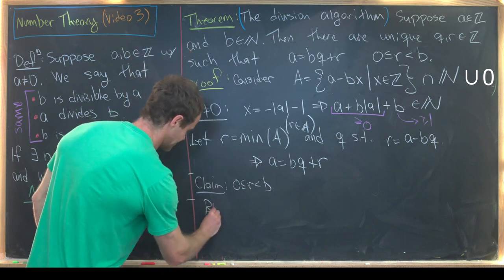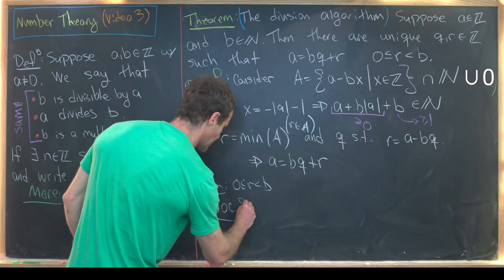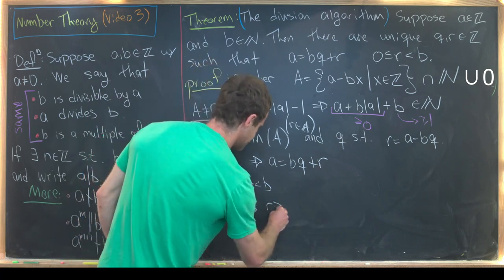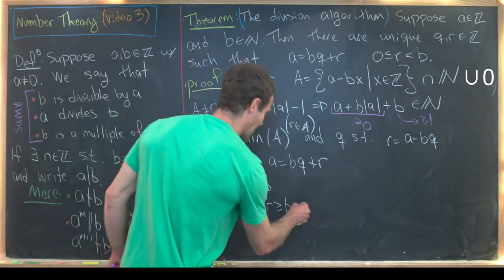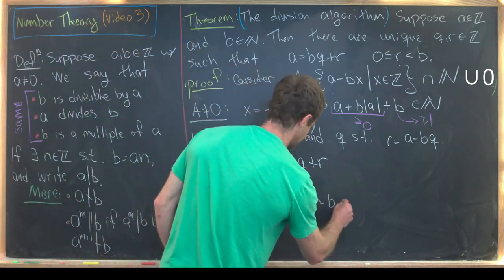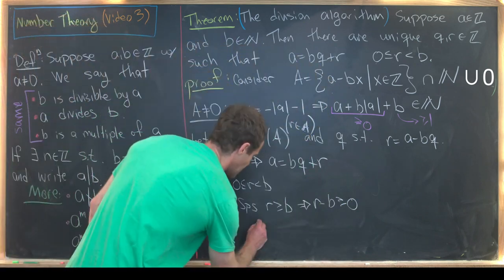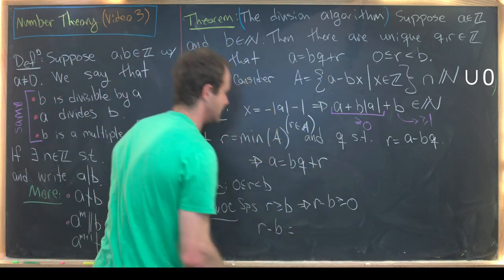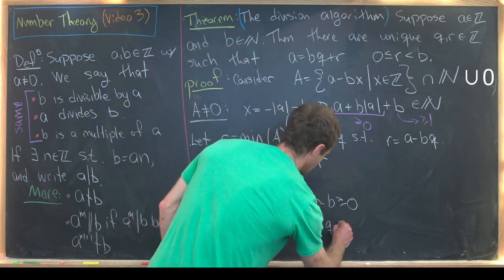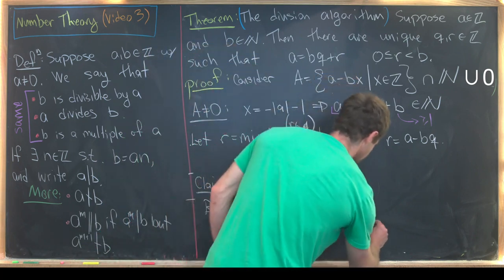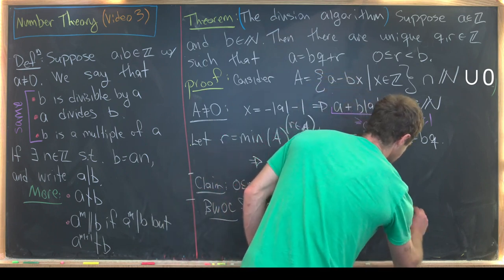And we're going to prove this subclaim by way of contradiction. So let's suppose that R is bigger than or equal to b. But let's notice that that means that R minus b is bigger than or equal to 0. But then we can look at the following calculation. R minus b is the same thing as a minus bQ minus b, which is the same thing as a minus b times Q plus 1.